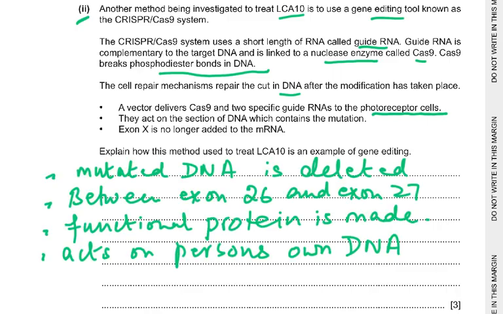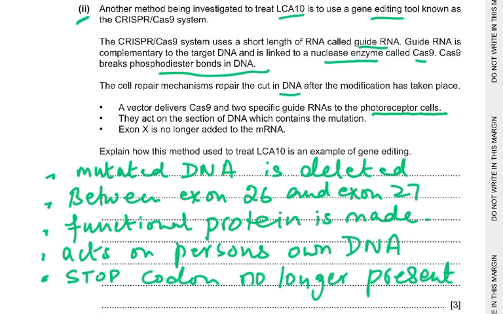So mutated DNA is deleted between exon 26 and exon 27. Functional protein is made, acts on the person's own DNA. And the stop codon is no longer present.